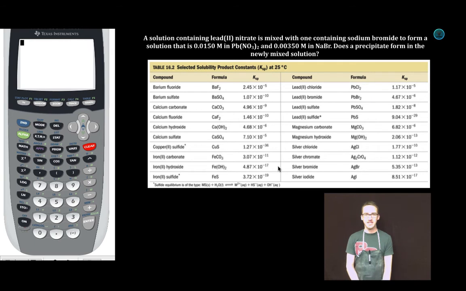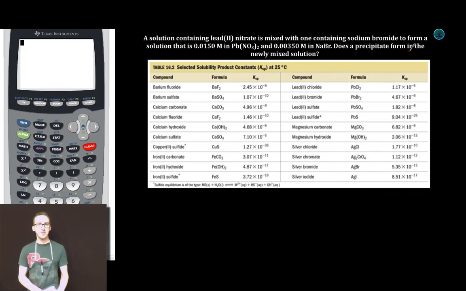A solution containing lead-2 nitrate is mixed with one containing sodium bromide to form a solution that is 0.0150 molar in lead-2 nitrate and 0.0350 molar in sodium bromide. Does a precipitate form in the newly mixed solution? First, let's write an equation to describe this reaction.